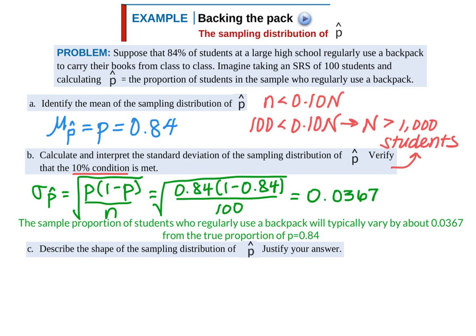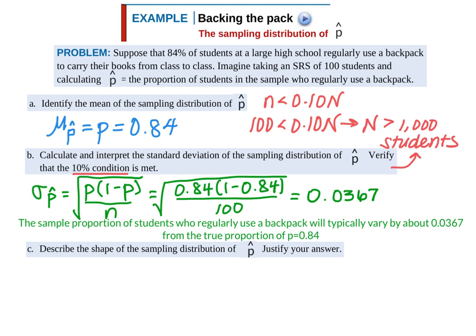The standard deviation of our sampling distribution of p hat is the square root of p times 1 minus p over n. We plug in those values and we get 0.0367. Now, that's a lovely number, but what does that mean? That means that the sample proportion of students who regularly use a backpack will typically vary by that number, 0.0367, from the true proportion of p equals 0.84.